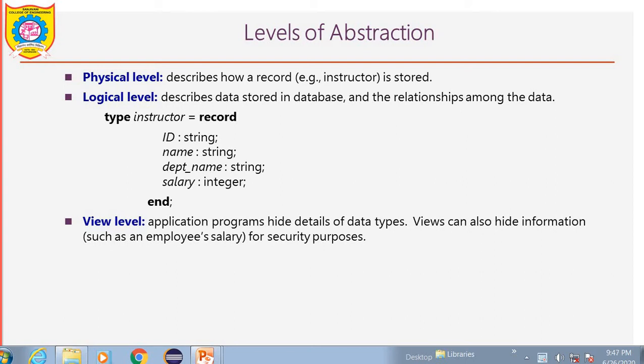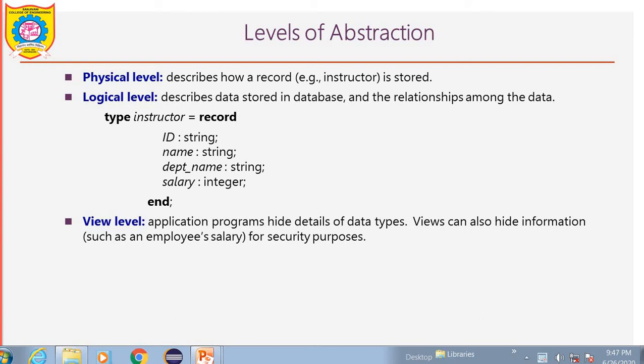Last time we learned what a DBMS is and what the disadvantages of the traditional file system were. Today we are going to learn about the levels of abstraction. Abstraction means hiding certain details from one level to another level. In a DBMS there are three levels of abstraction: physical level, logical level and view level.